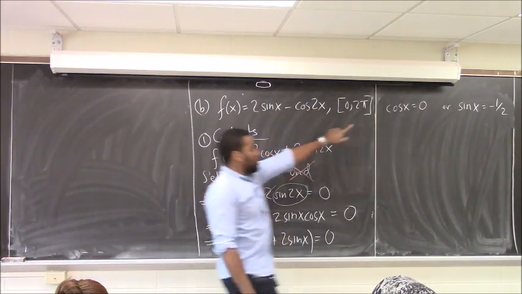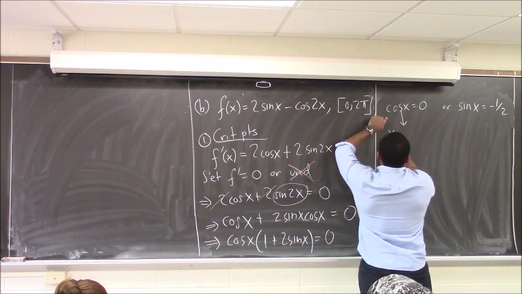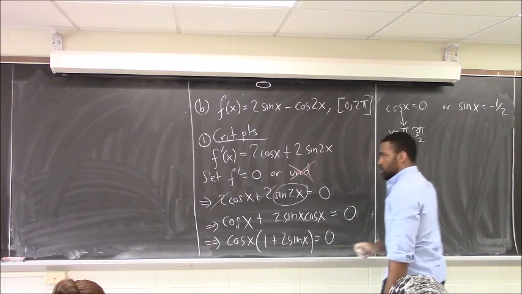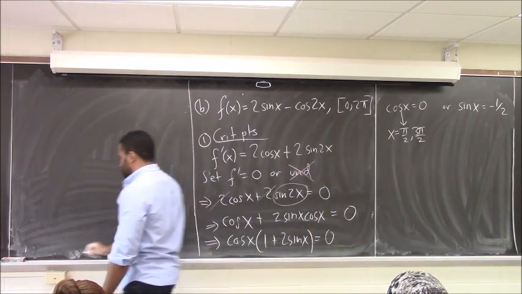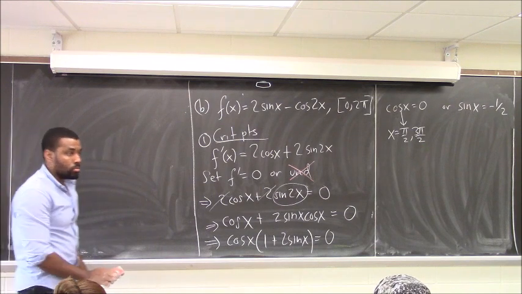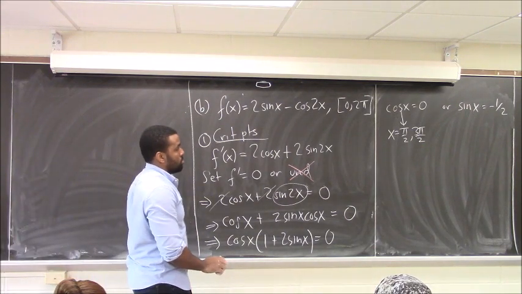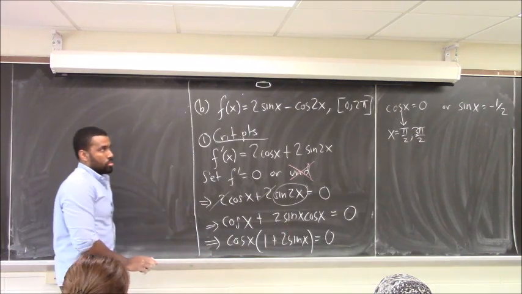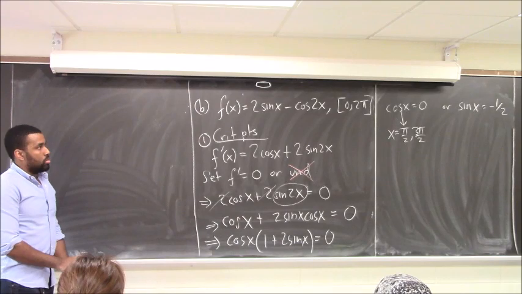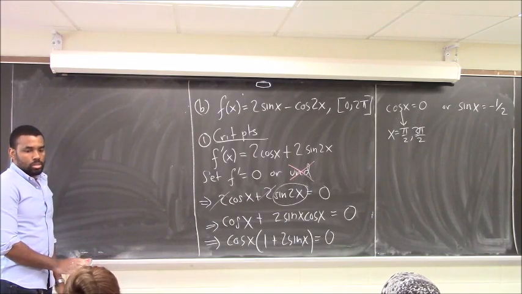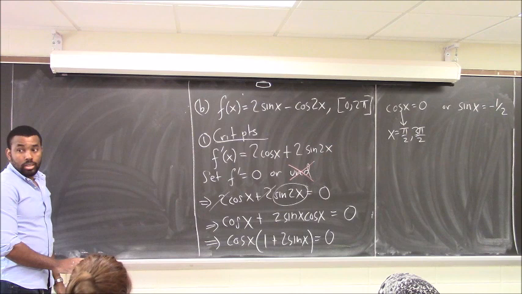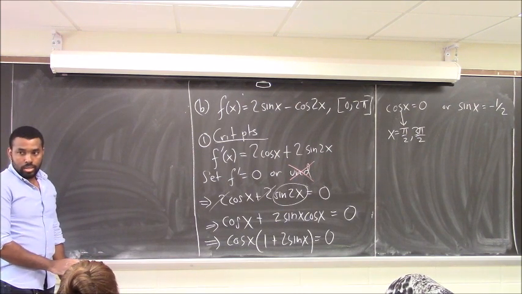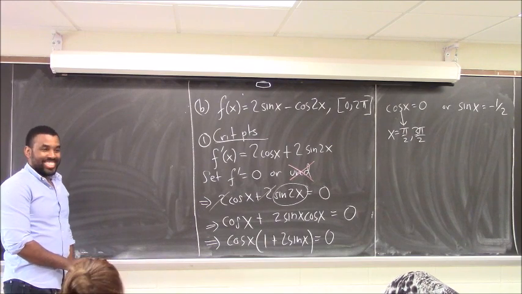Well, this one we already actually looked at. Pi over 2 and 3 pi over 2 would be the ones we want to look at here. What about the other one? Where's sine equal to minus a half? Is that the only place? 7 pi over 6 and 11 pi over 6? How did you get that? The unit circle. Use the unit circle.